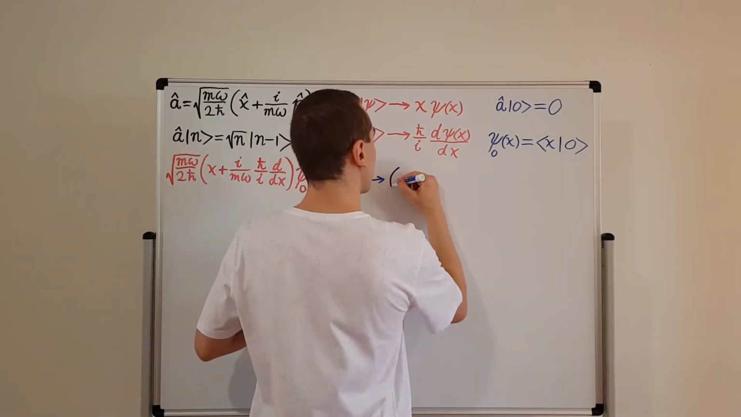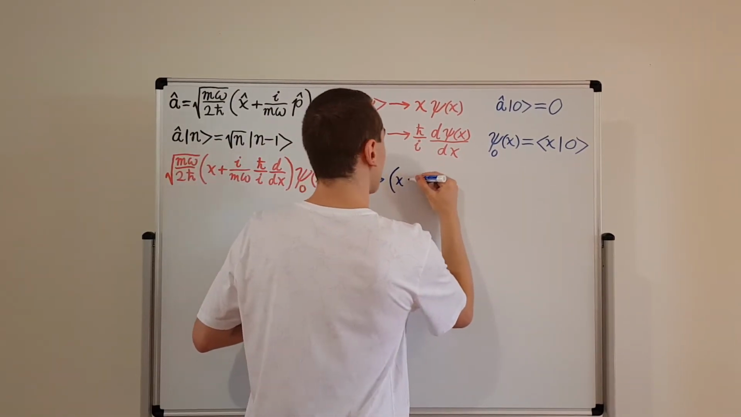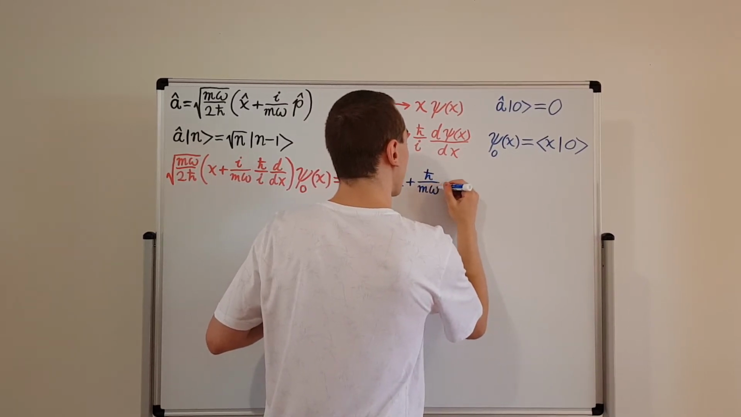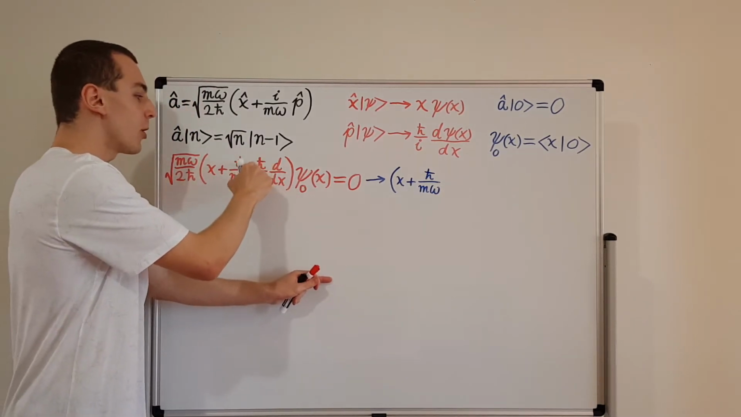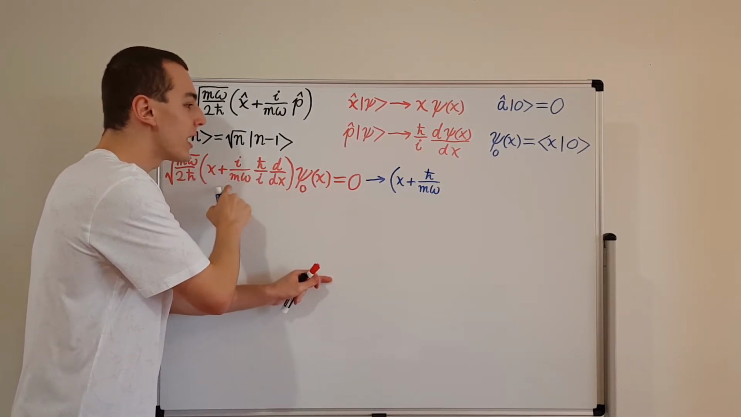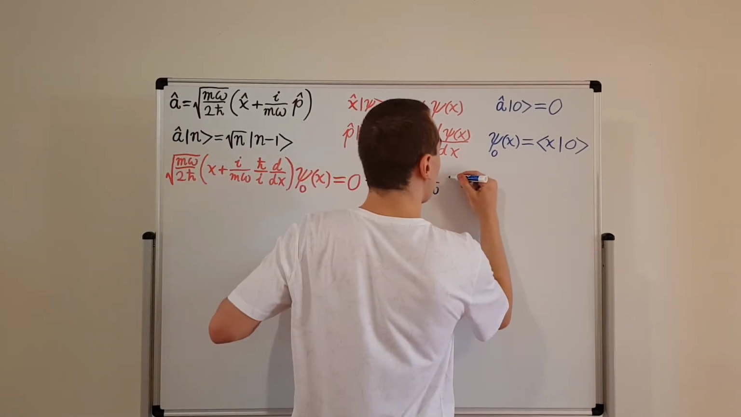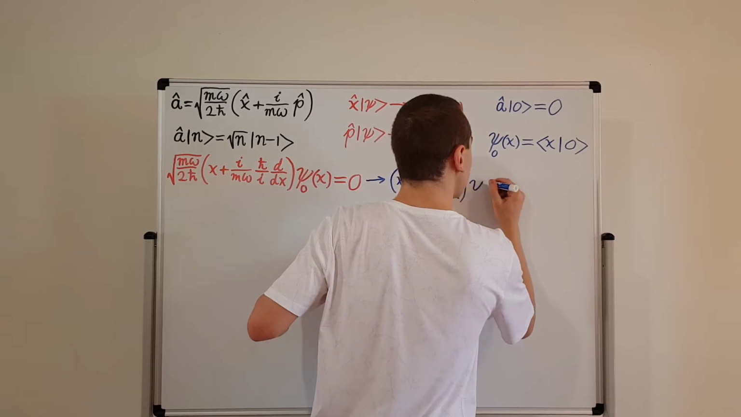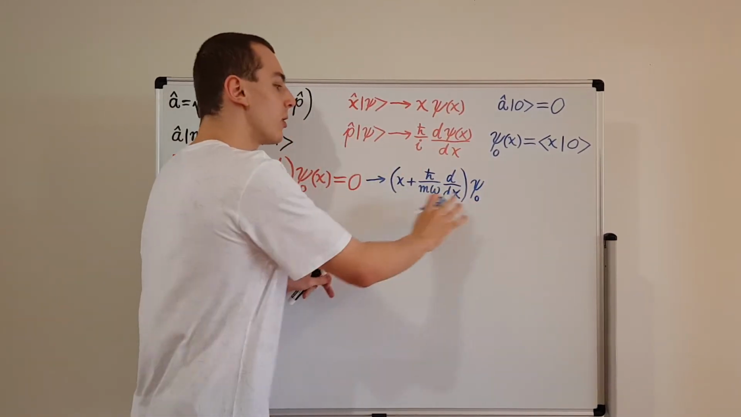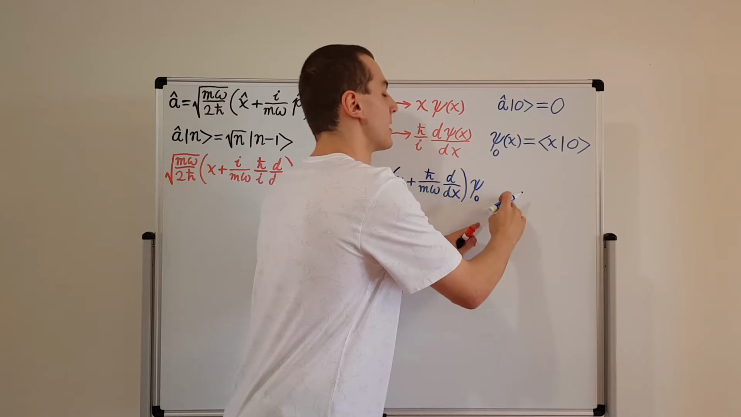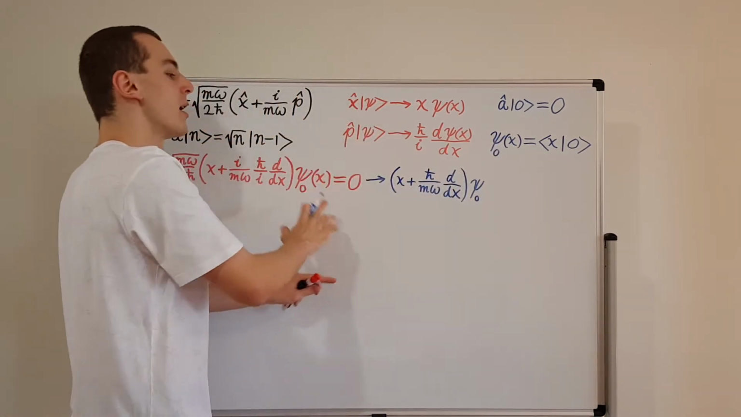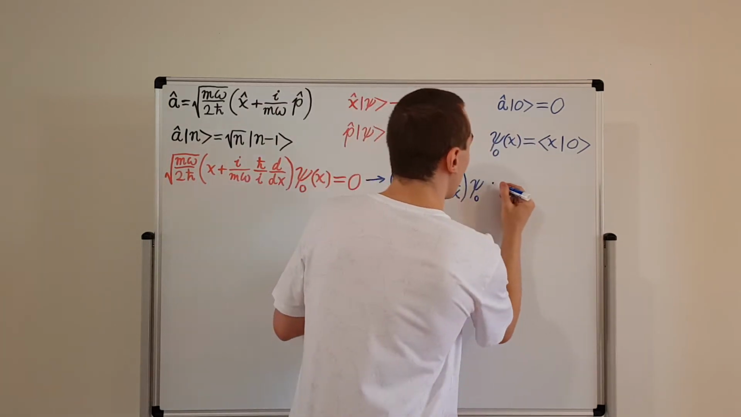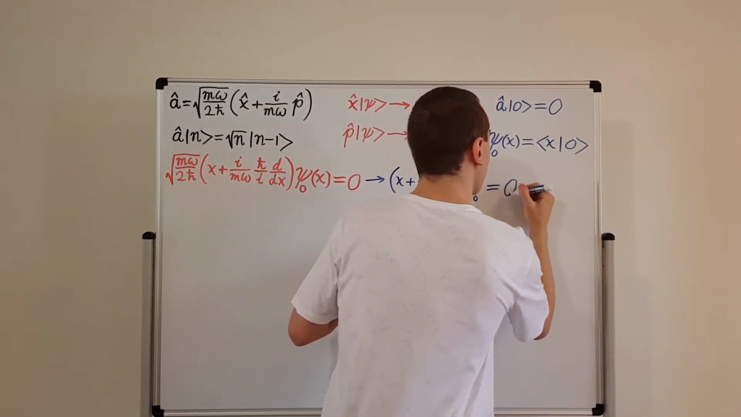Then in the brackets, we're just going to have x plus h bar over m omega. So that's what we got over here. We've got an h bar in the numerator, and in the denominator we have m omega. The i's cancel, and then we're going to have a derivative with respect to x, and all that is acting on psi naught. And from now on, I'm not going to write the explicit x dependence. So that is shown over here and over here, but we don't have to write the explicit x dependence. I think it's pretty clear from the definition above. And we know that this is equal to 0.